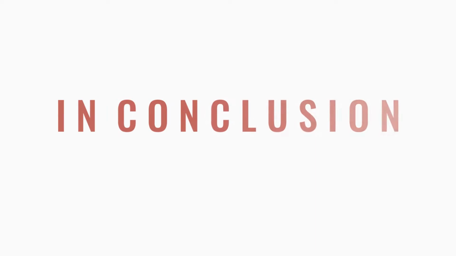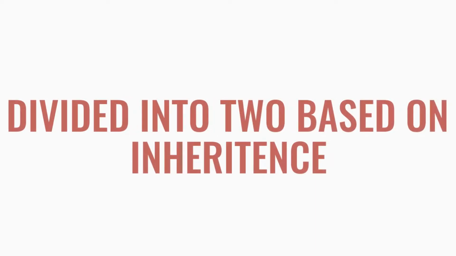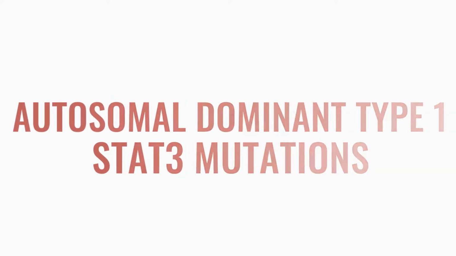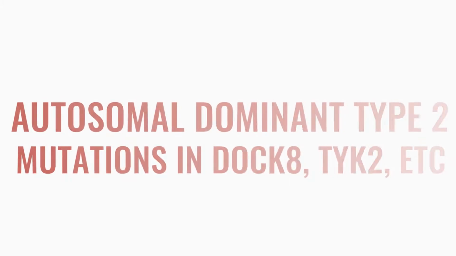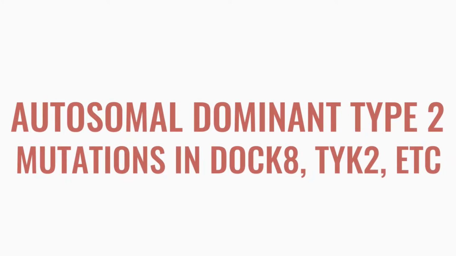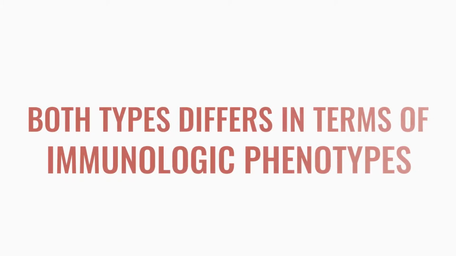To wrap it all up, hyper-IgE syndrome is classified into two depending on the mode of inheritance, where autosomal dominant involves STAT3 gene mutation, whereas autosomal recessive involves not just mutation at TYK2 and DOCK8 genes, but also unknown mutations. On top of that, both types differ in terms of immunologic phenotypes, where the recessive type favors susceptibility to neurologic and autoimmune complications and lacks the skeletal and dental abnormalities that are otherwise exhibited in the dominant type.